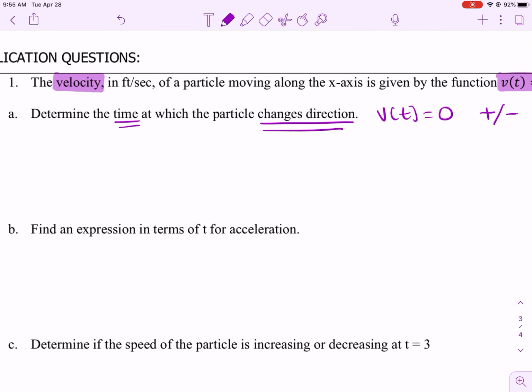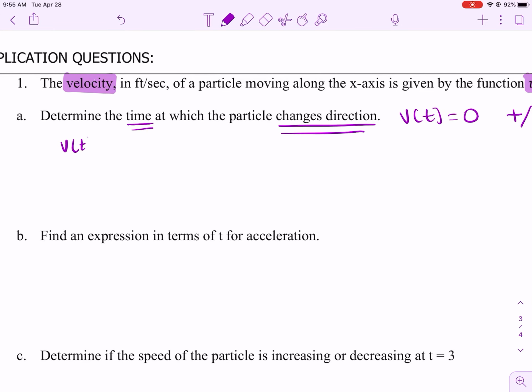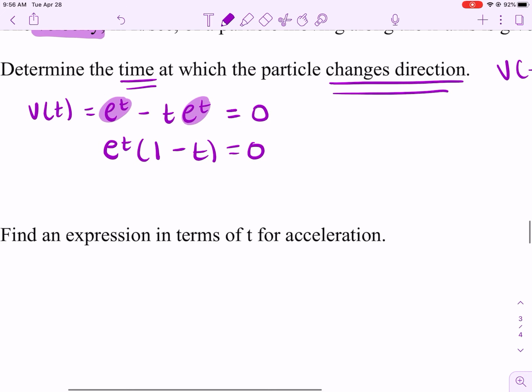So in this particular case, we're looking for when our velocity, v of t, equals e to the t minus t e to the t, right? When does velocity equal 0? If we set this equal to 0, notice that both of these terms have e to the t. So why don't we factor out that e to the t, and we're left with 1 minus t equals 0. If we take each factor and set it equal to 0, we have either e to the t equals 0, or 1 minus t equals 0.